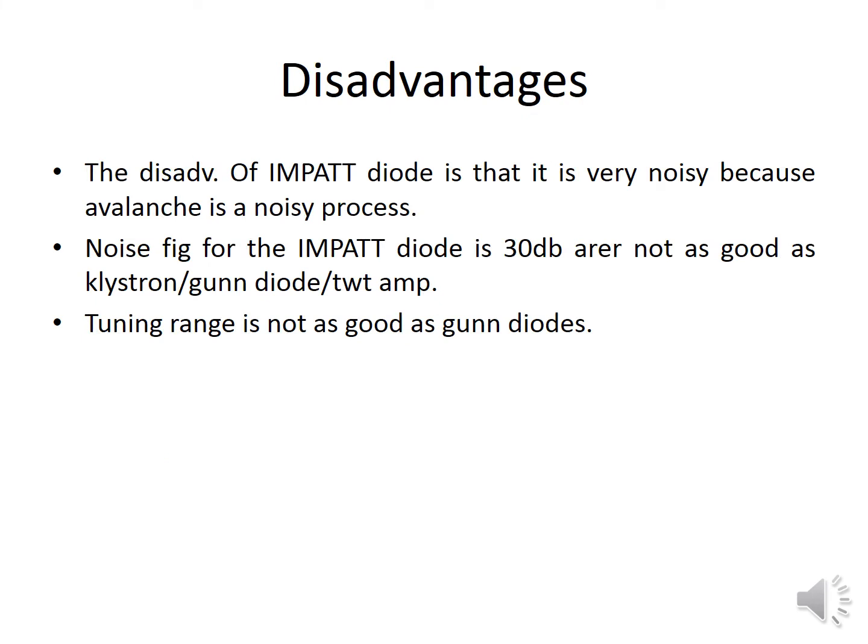Now, the disadvantages of using Impatt diode. It is noisy, since it is a noisy process. Second, the noise figure will be up to 30 dB, which is not good for klystron, gun diode or traveling wave tube amplifier. In that case we cannot use the Impatt diode since it produces more noise. Third, the tuning range is not as good as in gun diode, where we can tune the range and use it in amplification, but in this case we cannot tune as we do in gun diode. That is another drawback of using this Impatt diode.